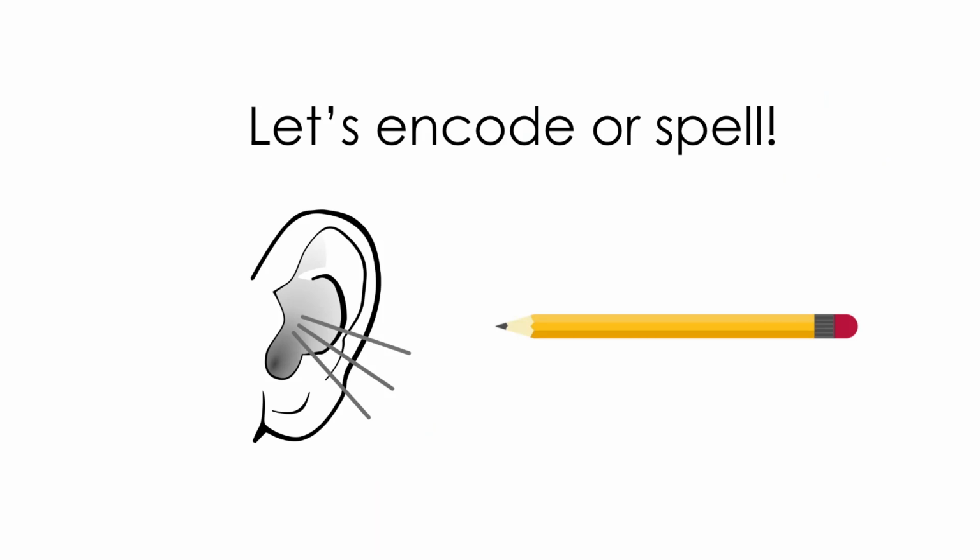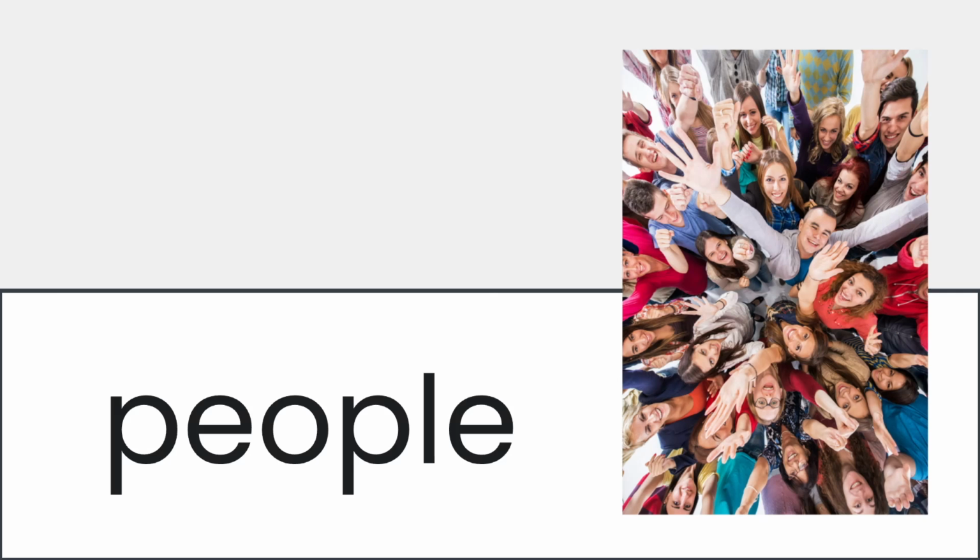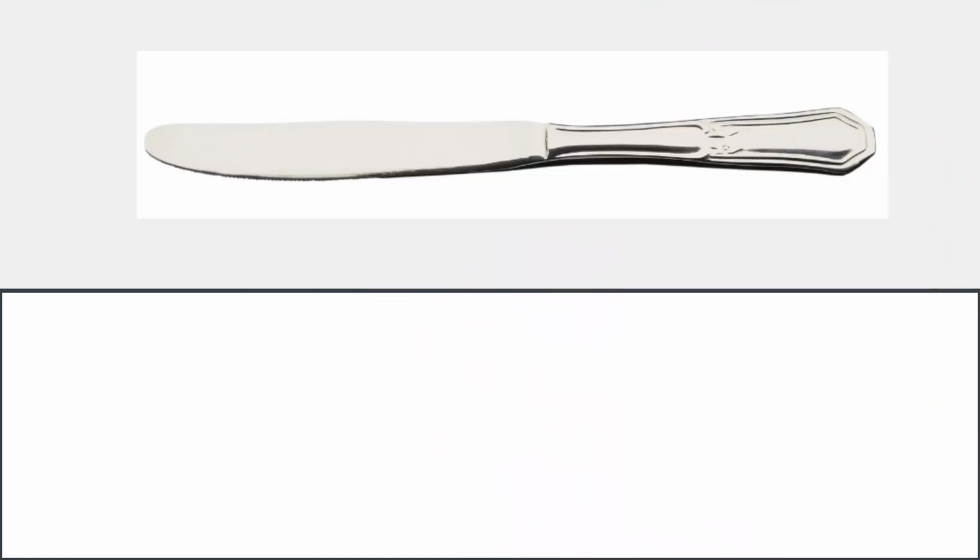All right, let's encode or spell some of these irregular noun plural patterns. This is one person, and one person changes to lots of people. Try to spell people on your whiteboard or paper now. If you remembered that it has an O because of the Latin root populus, then you are correct.